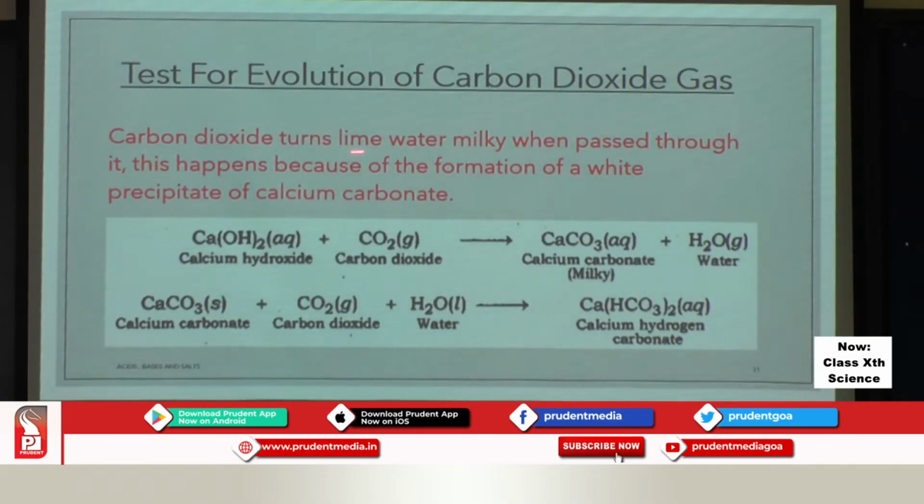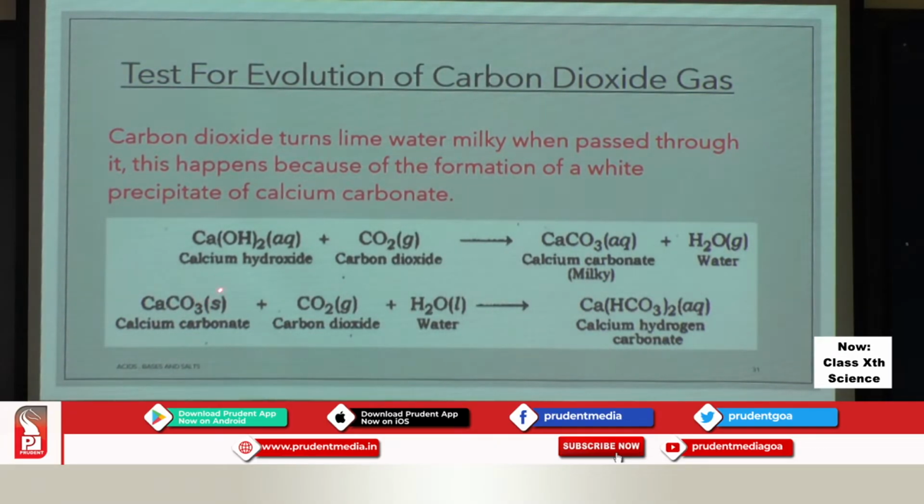So carbon dioxide turns lime water milky when passed through it. This happens because of the formation of a white precipitate called calcium carbonate. But if you pass excess carbon dioxide through the solution, what will happen? The calcium carbonate that is being formed, which is milky, is insoluble in water, but on passing excess carbon dioxide, you are going to get a clear solution, which indicates that it has resulted in the formation of calcium hydrogen carbonate.